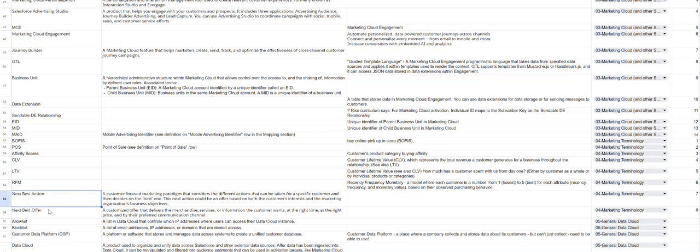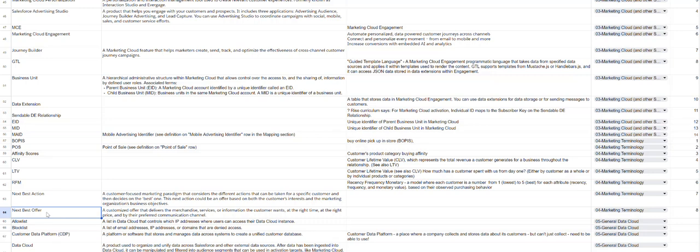And now we have some actions that we can take based on the scoring of the customers potentially. There's next best action and next best offer. So next best action is defined as a customer-focused marketing paradigm that considers the different actions that can be taken for a specific customer and then decides on the best one, best being in quotes. This next action could be an offer based on both the customer's interests and the marketing organization's business objectives.